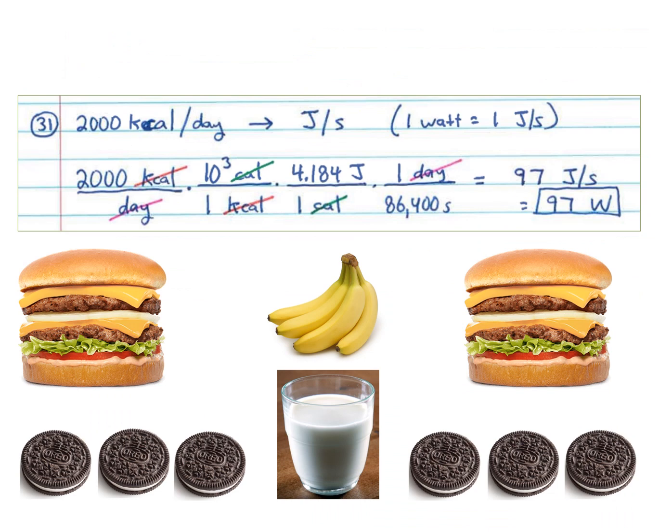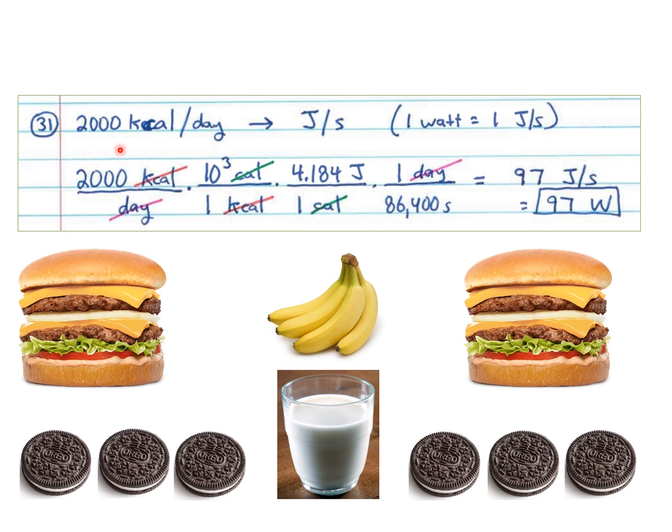Number 31. A typical human diet is 2,000 calories per day, where the calorie describing food energy is actually 1 kilocalorie. Express 2,000 kilocalories per day in watts. And by the way, for this typical human daily diet, what you see in the picture is approximately 2,000 calories. That's 2 double doubles from In-N-Out, 4 bananas, 6 Oreos, and a glass of milk.